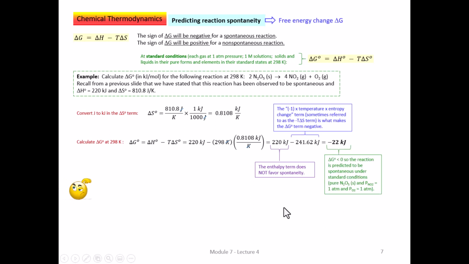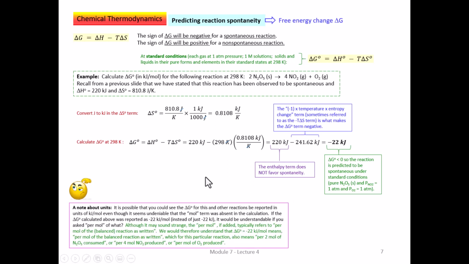Well, one of the things that you might have just noticed is that I asked us to calculate deltaG in kilojoules per mole, and you notice that our answer just came out in kilojoules. It's possible that you will see deltaG for this and other reactions being reported, or being asked to be reported, in units of kilojoules per mole, as I did ask here, even though it seems undeniable that there's no per mole unit in this equation. So you might ask, where did that come from?